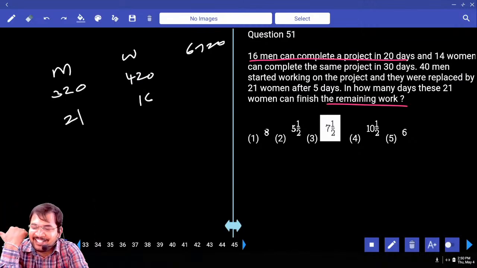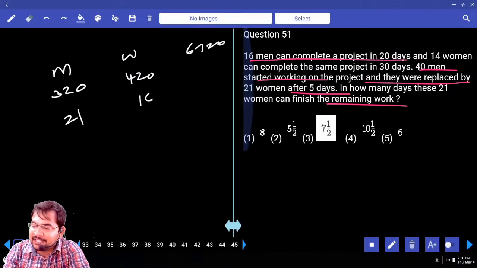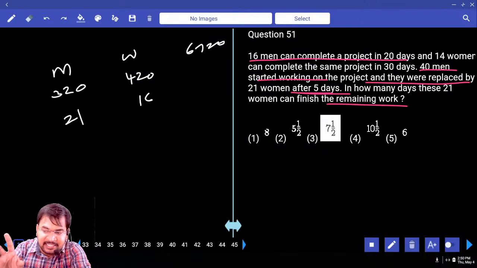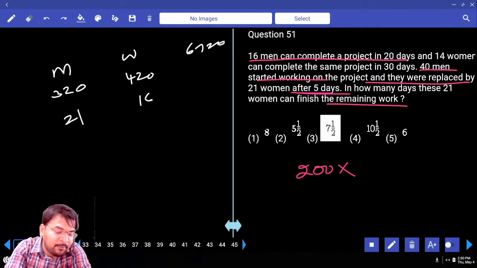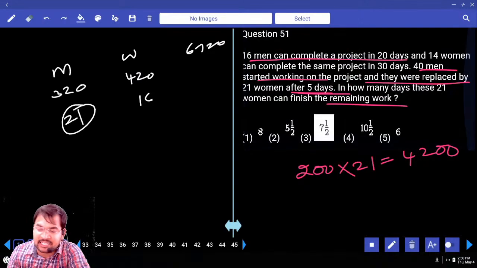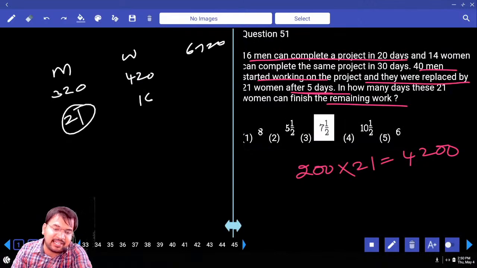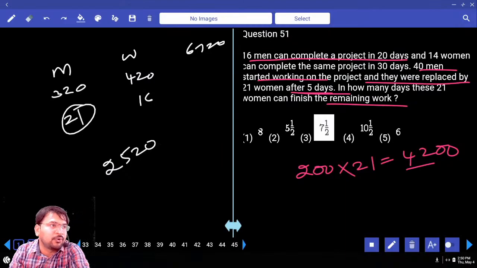Are you clear? Now see here, 40 men started working on the project, after 5 days. These 40 men are working for 5 days, right? 40 into 5 is 200. Per man daily work is 320 units, and 4200 units are completed. Remaining work is our target. If we subtract 4200 from 6720, 2520 remains. This work is done by whom? In how many days do we need to complete it? First tell me.